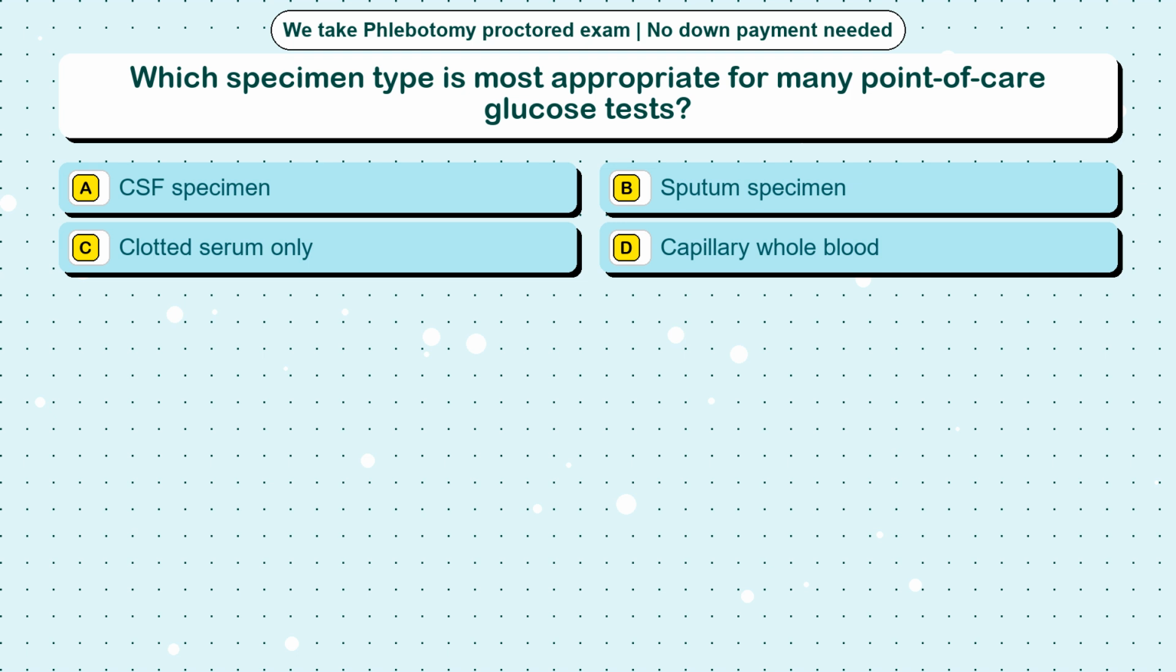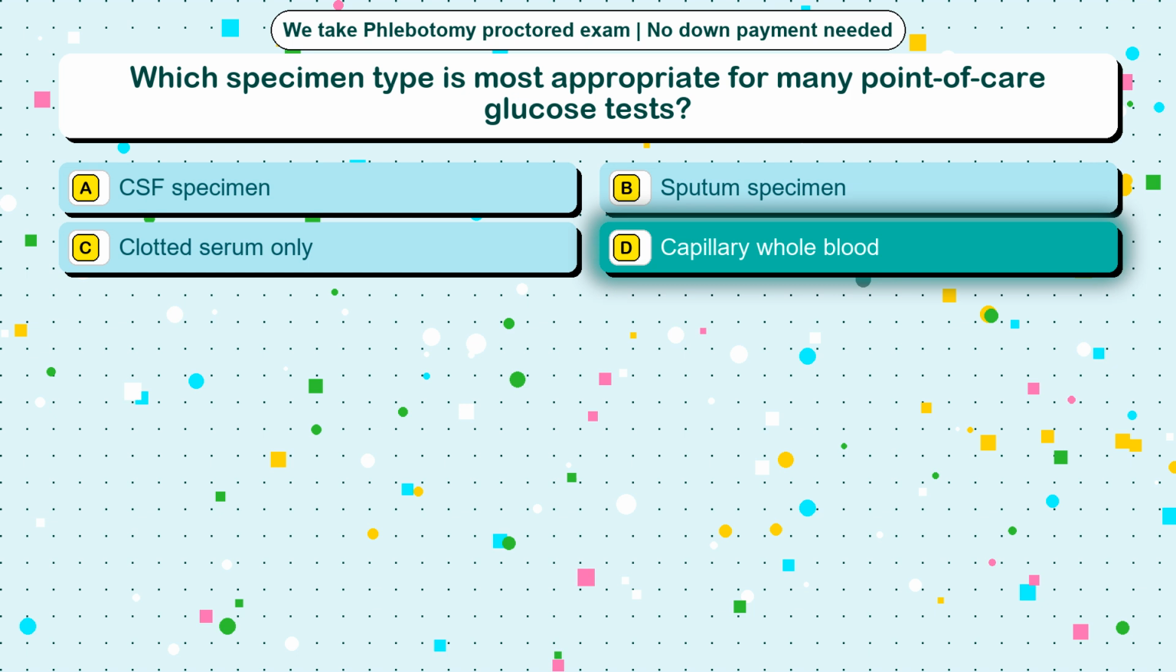Option C, clotted serum only. Option D, capillary whole blood. The correct answer is option D, capillary whole blood.